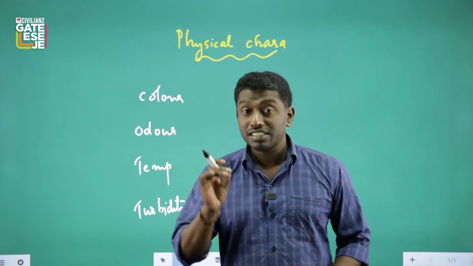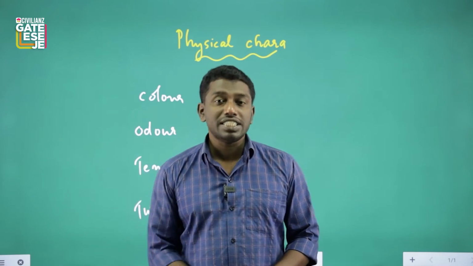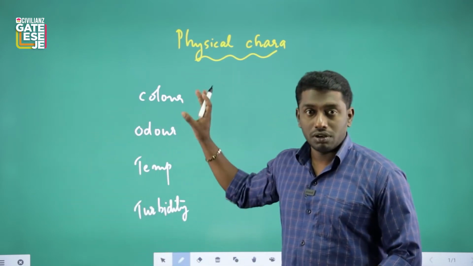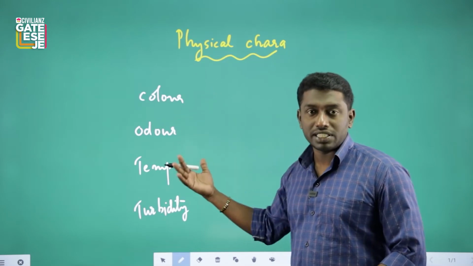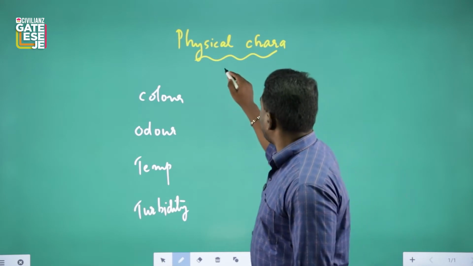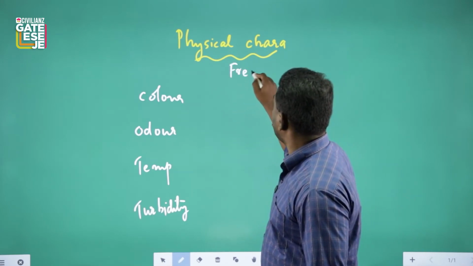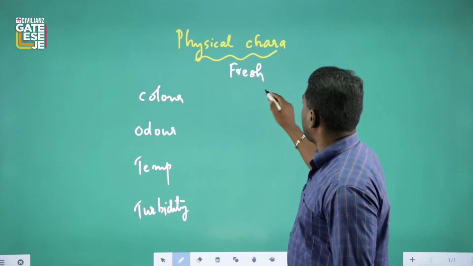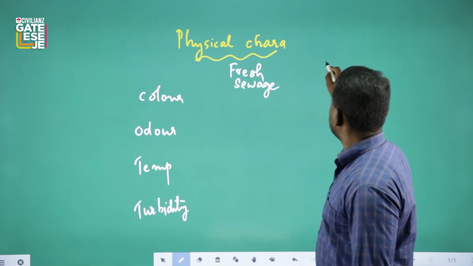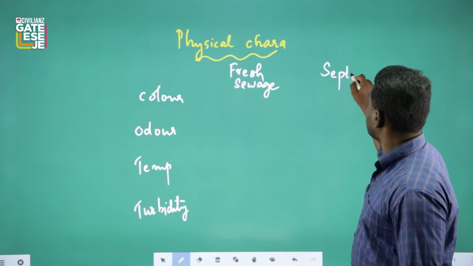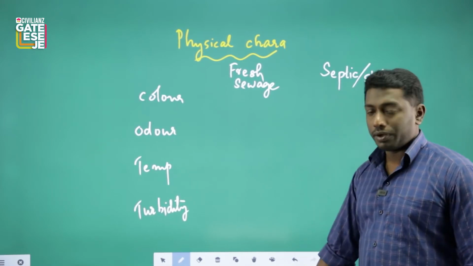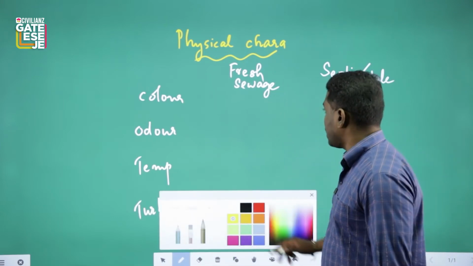You have to remember one thing while studying physical characteristics. Physical characteristics are different for fresh sewage and septic sewage. So we have to study both characteristics of fresh sewage and septic sewage. Septic sewage means old sewage, or stale sewage. Okay. First, we will discuss color.